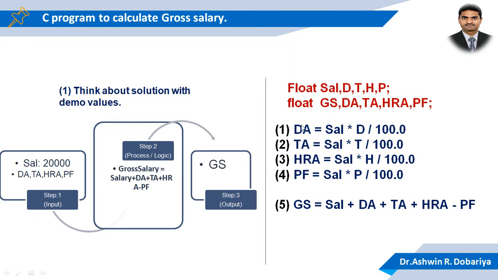And how can we calculate DA? DA is also calculated based on salary. So whatever value is entered in salary, multiply by DA in percentage, divide by 100. Similarly TA is salary multiplied by TA in percentage divided by 100. Similarly HRA is equal to salary multiplied by HRA percentage divided by 100, and similarly PF. After that, whatever values are converted into rupees based on percentage will be added, and PF will be deducted, and whatever value is finally generated is stored in GS, and that is our output. So let's see how we can write this kind of program in Turbo C.